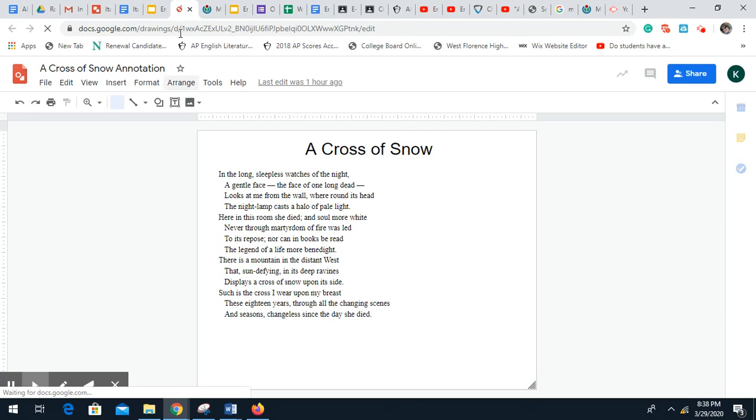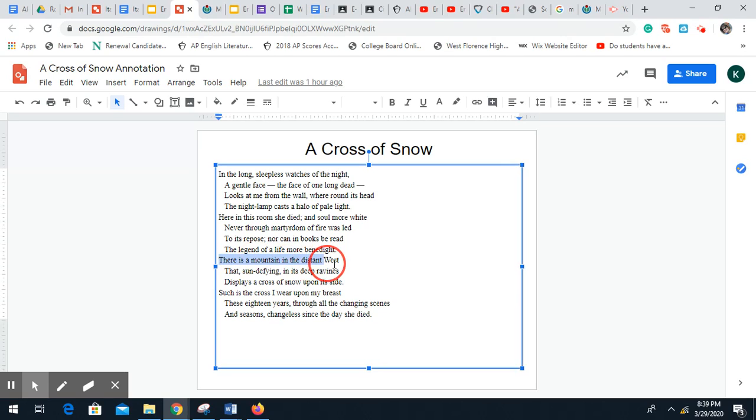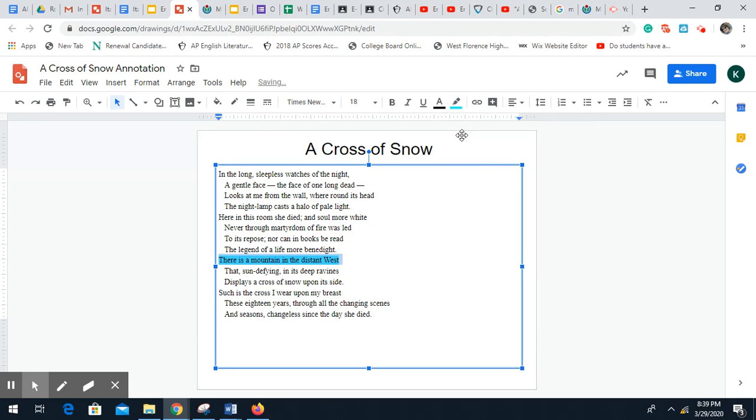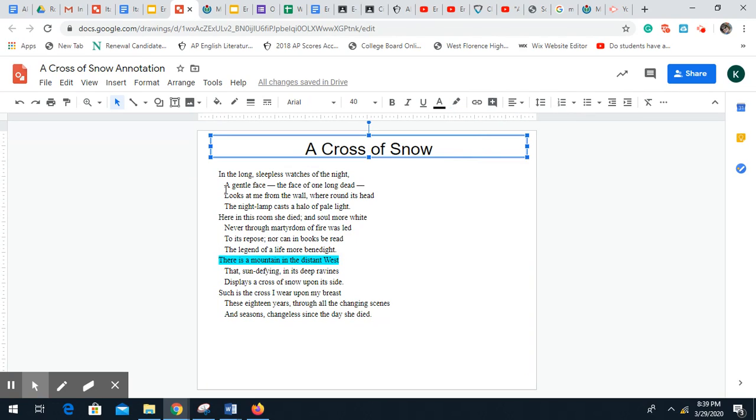Okay, so this is a Google Drawing, and this gives me the tools I need to do some annotating of this poem. Okay, so we know that our shift is right here. So I could go down here and maybe do a little highlight. I'm going to highlight my shift in a light blue color, so that's where it shifts.